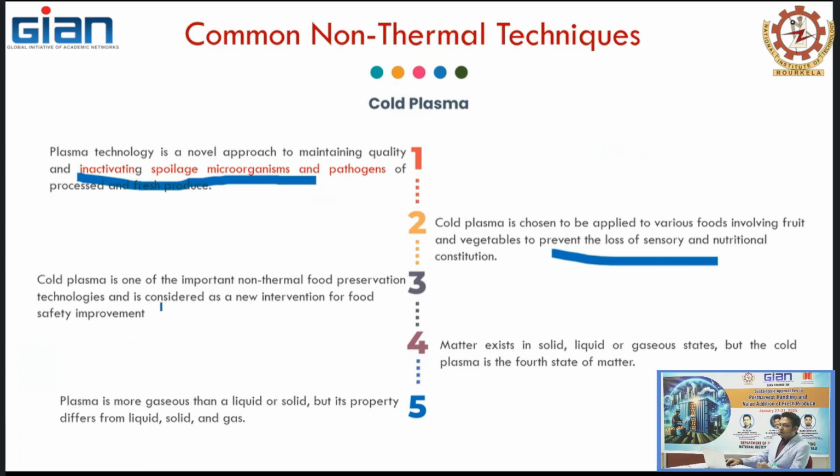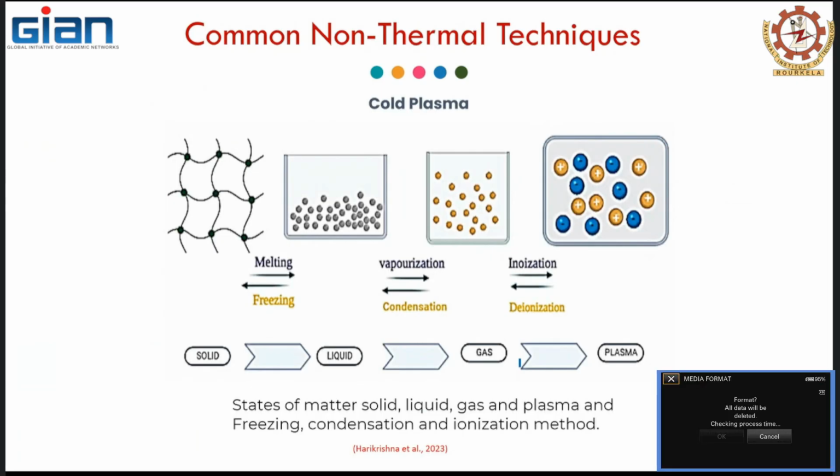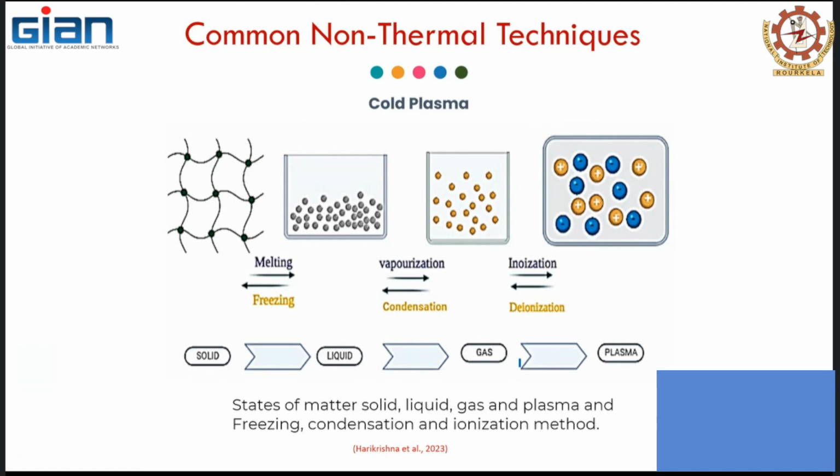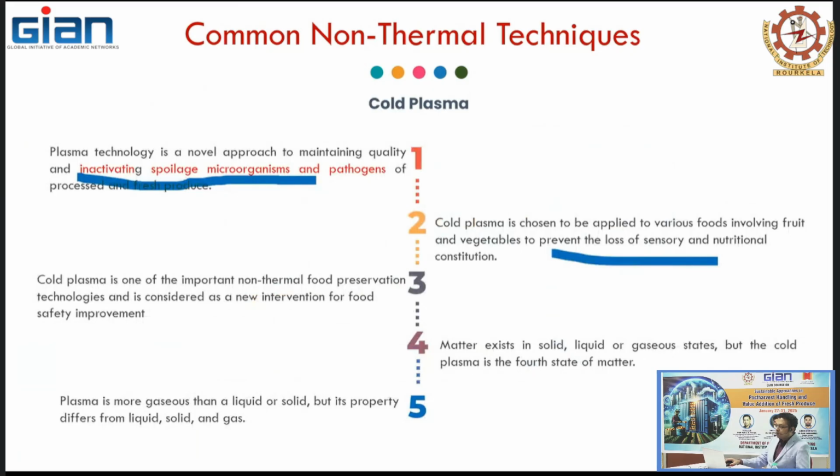And so particularly when we talk about plasma, okay, before I come to this slide, we consider the states of matter: solid, liquid or gas. When we supply energy to a solid, it becomes liquid, from liquid to gaseous, and the fourth state of matter is plasma. Fourth state of matter is plasma here. Okay, so that's what we consider here.